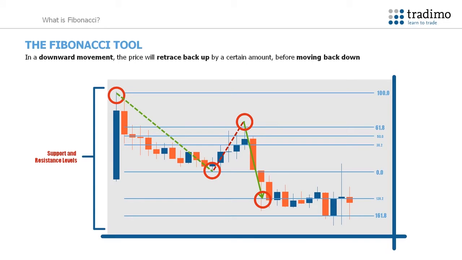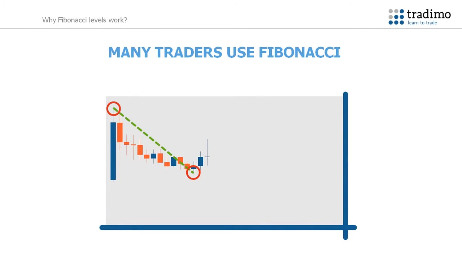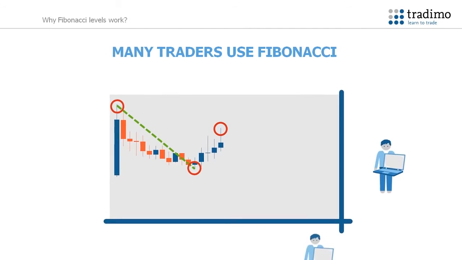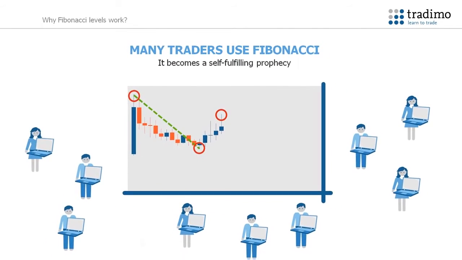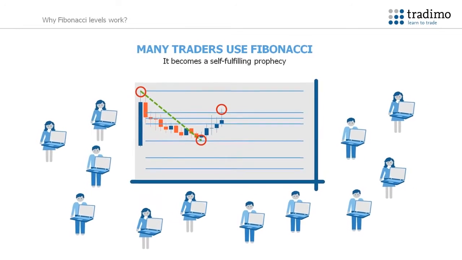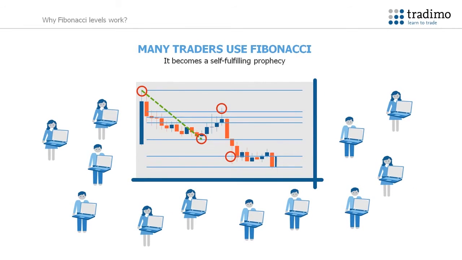The mathematical calculations of the Fibonacci sequence and how the levels are derived go beyond this video. However, further information regarding this can be found in the glossary. Fibonacci levels tend to work very well because they are observed and used by many traders, making them a self-fulfilling prophecy. Whenever the price reaches a Fibonacci level, traders will act accordingly by buying or selling, which strengthens these levels as stronger support or resistance.